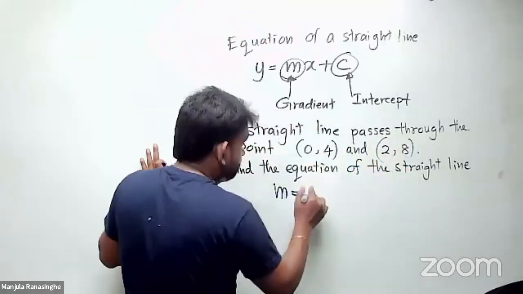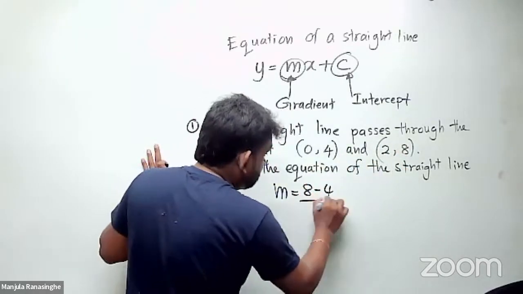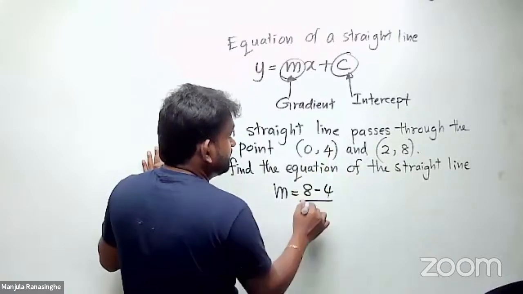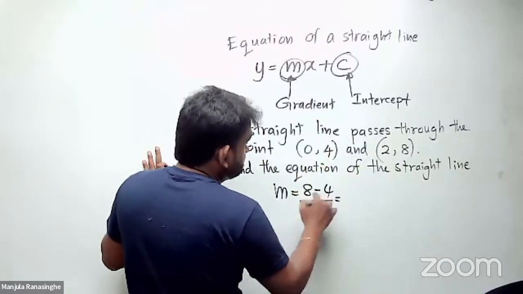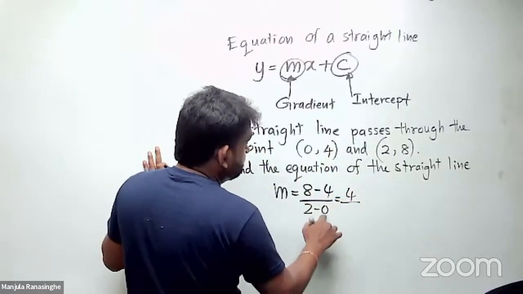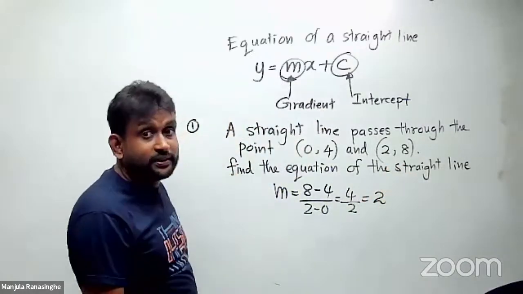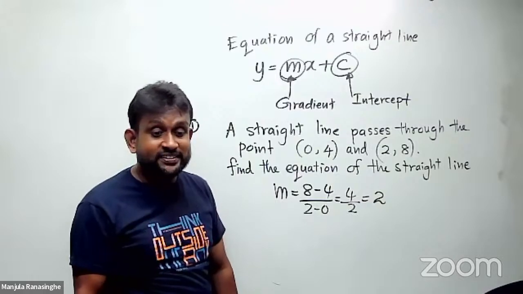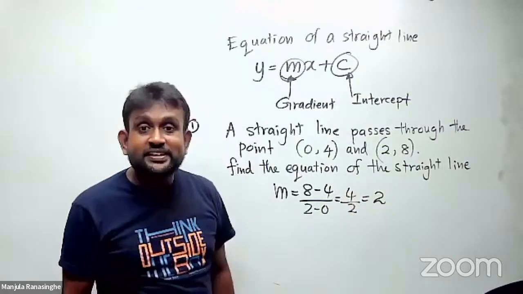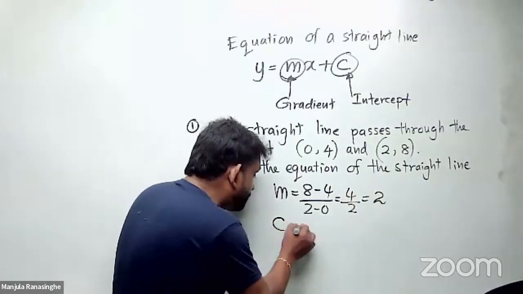So 8 subtract 4, divided by 2 subtract 0. Then take the answer. 8 subtract 4, 4. 2 subtract 0 means 2. 4 divide by 2 means 2. So m is found. Now m found. What else you require? c. So how to find the c?